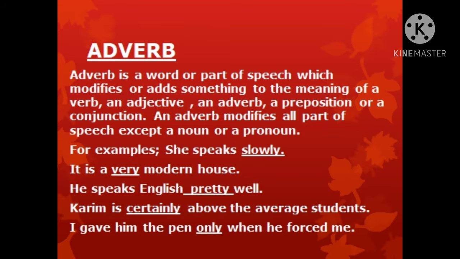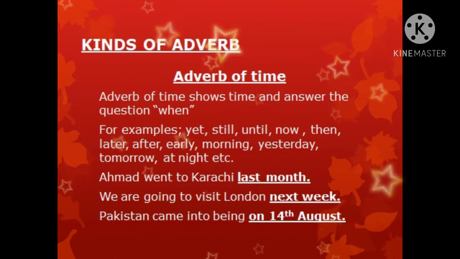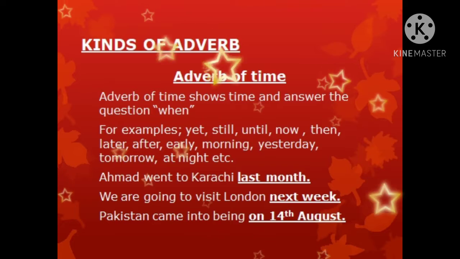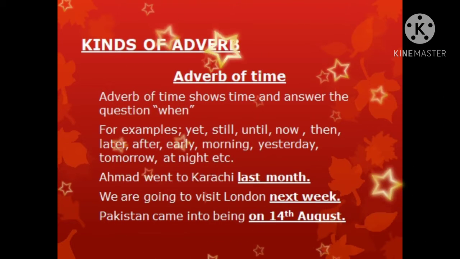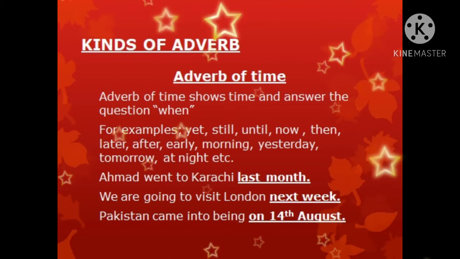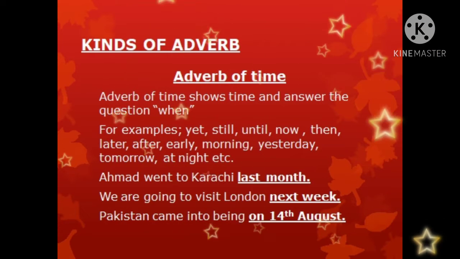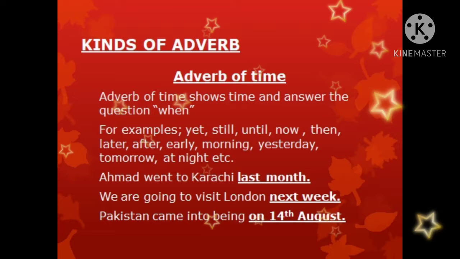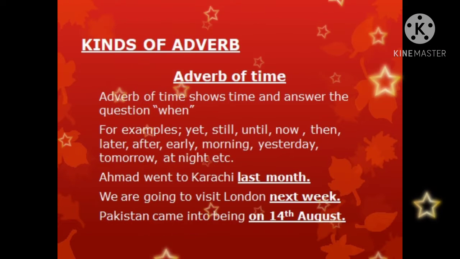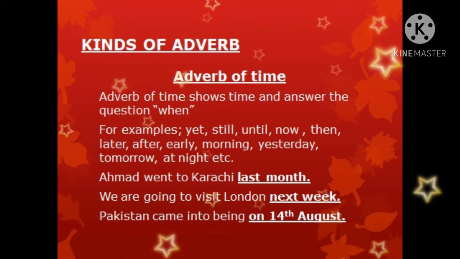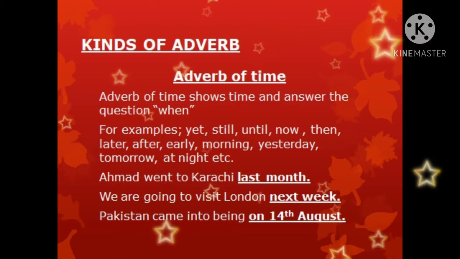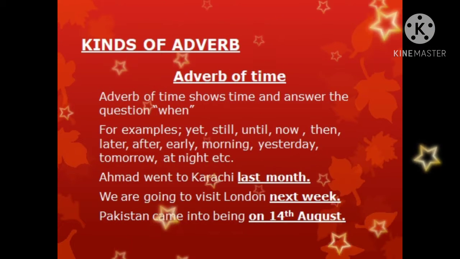Okay, kinds of adverb. Adverb of time. What is an adverb of time? An adverb of time shows time and answers the question when. When we ask about time, we use when. For example: yet, still, until now, then, later, after, early morning, yesterday, tomorrow, at night, etc. These are examples of adverbs of time.